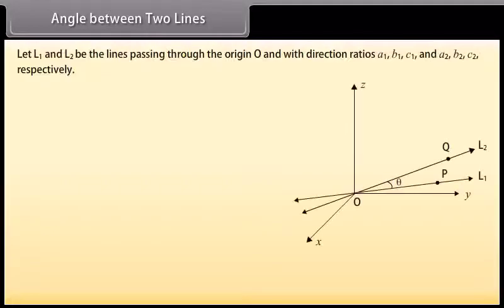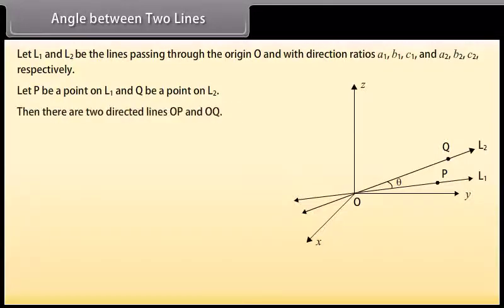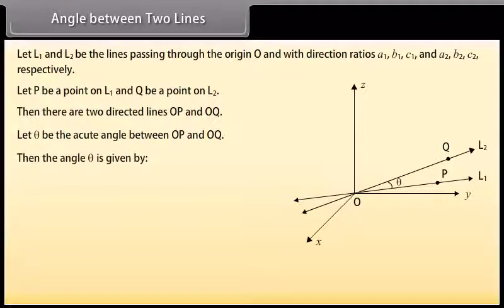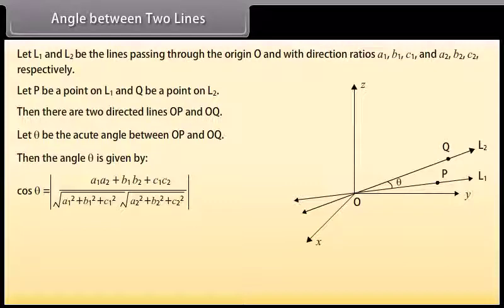Angle between two lines. Let L1 and L2 be the lines passing through the origin O and with direction ratios A1, B1, C1 and A2, B2, C2 respectively. Let P be a point on L1 and Q be a point on L2. Then there are two directed lines, OP and OQ. Let theta be the acute angle between OP and OQ. Then the angle theta is given by cos theta equals modulus of (A1 A2 plus B1 B2 plus C1 C2) divided by square root of (A1 square plus B1 square plus C1 square) into square root of (A2 square plus B2 square plus C2 square).